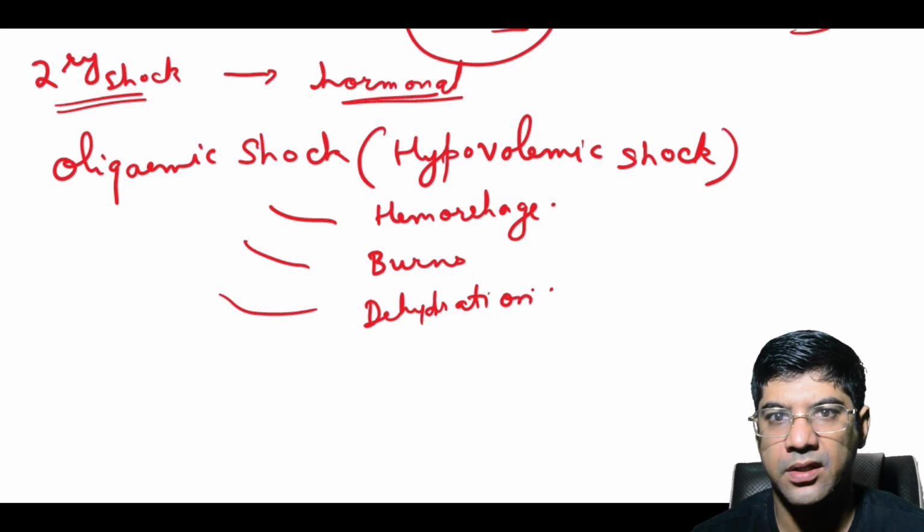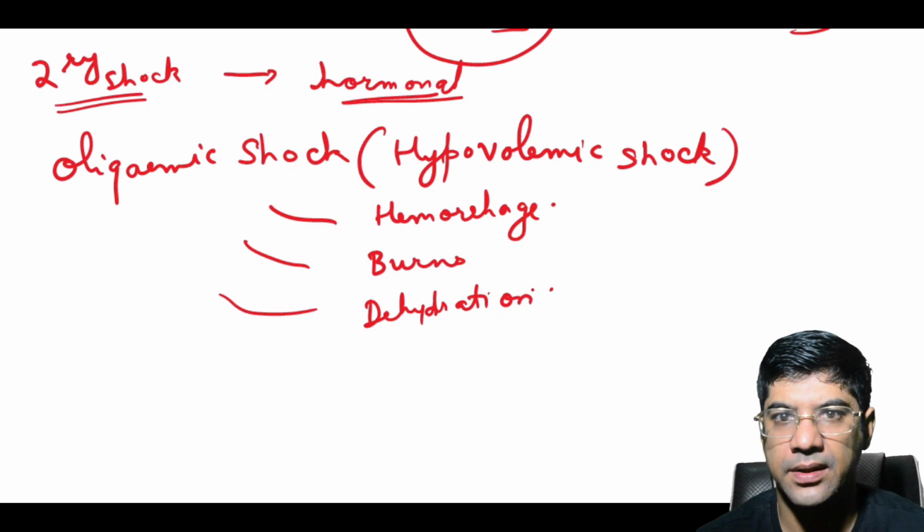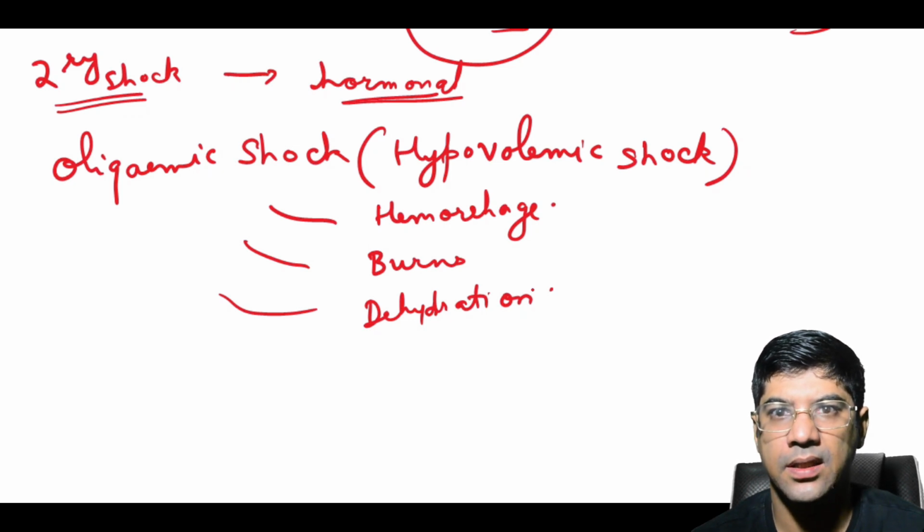Second is burn. Severe burn can lead to fluid loss from the damaged skin and increased vascular permeability, causing fluid to leak into the interstitial space that lead to reduction in the intravascular volume. The third is the dehydration. Conditions like severe diarrhea, vomiting, excessive sweating can lead to fluid depletion. Conditions like diabetic ketoacidosis can result in significant fluid loss.